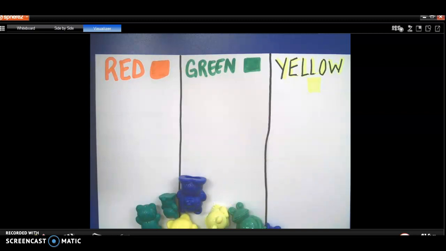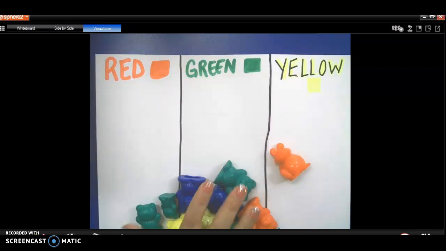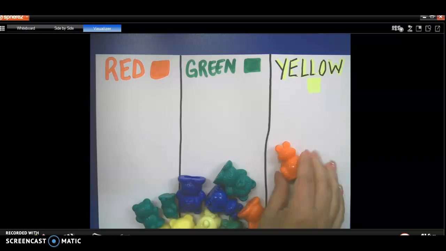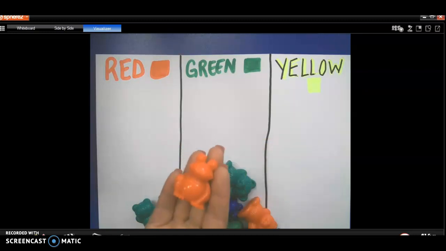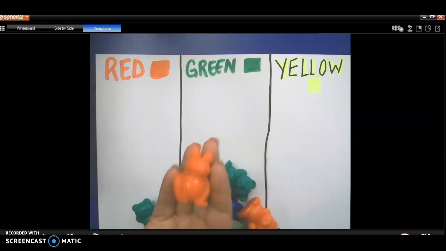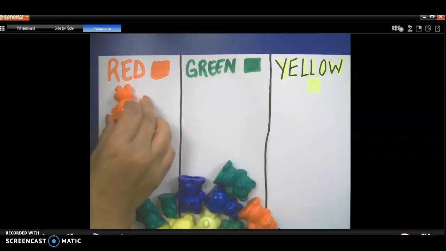And so today I have my little counters or manipulatives here. Some of them are frogs and some of them are bears. But right now we're not looking at that. Right now we're looking at what? What do we want to make our groups? We're going to make them by color. So sometimes you're going to have frogs and bears. That's okay because we're doing by color today. So here we have a frog. It might look a little orange there, but it's actually red. So my red frog goes right there.